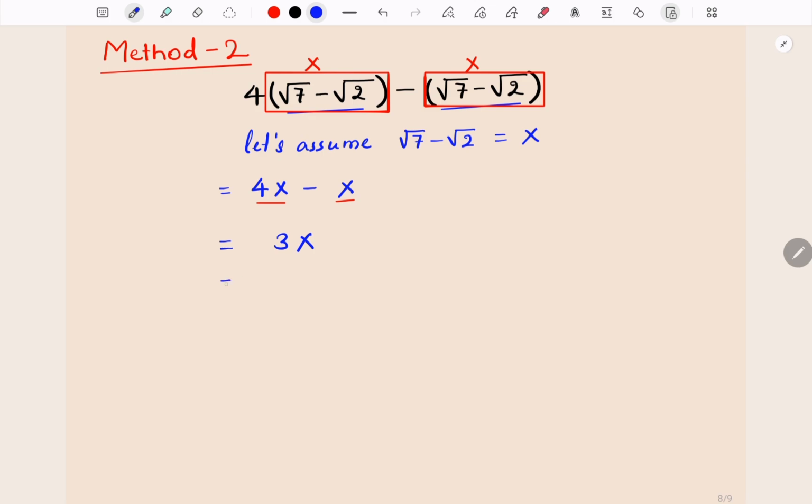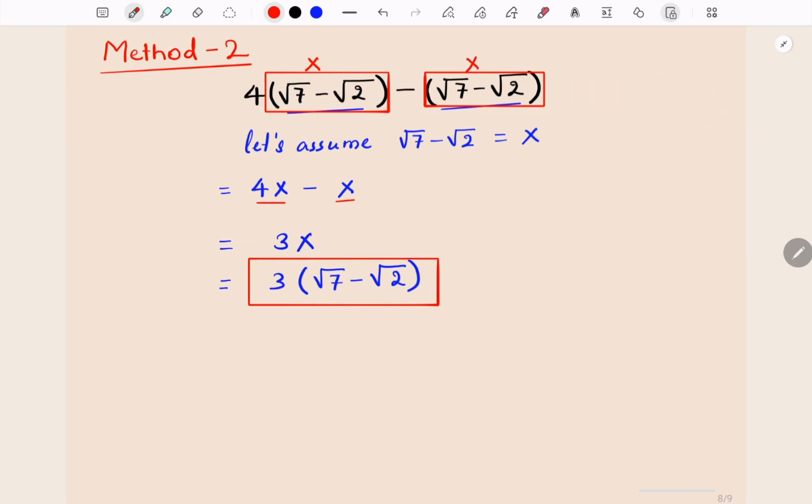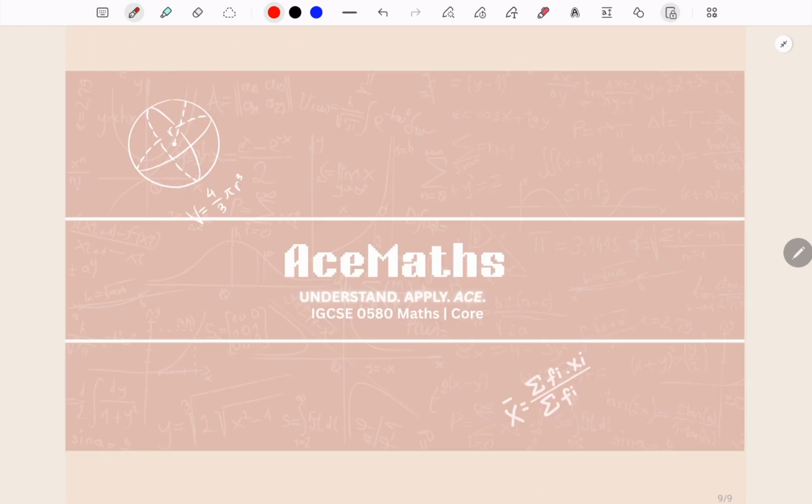Now if we put the value of x here, that is root 7 minus root 2, we get our answer. You can check that we have the same answer in method 1, and in method 2 we get the same result. That is all for today's video.